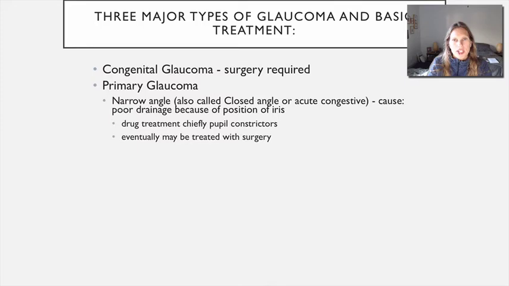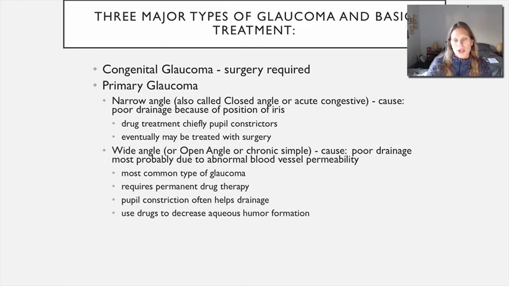This tends to be acute, like I said, so it comes on pretty quickly. Sorry, I couldn't remember what I wanted to say. It's usually unilateral, meaning it's only on one side, not both. All right, and if somebody continues to have issues with narrow angle glaucoma, sometimes they might have to do surgery.